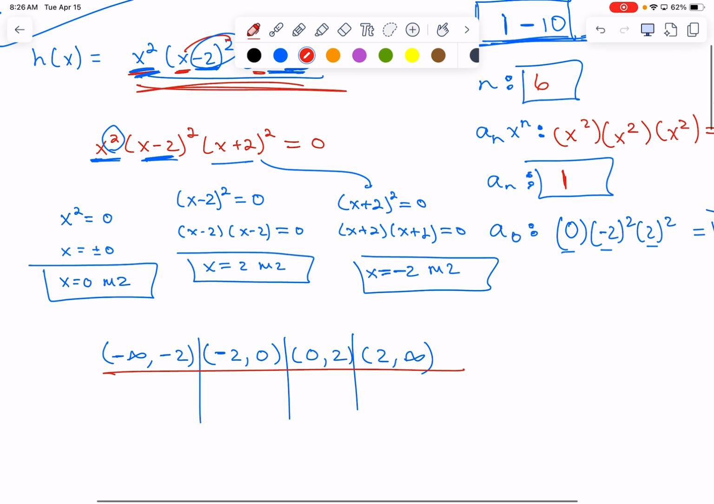All right, what value do you want to test? Which one do you want to test? Pick one. One of the 0 ones. 0, 2. All right, 0 to 2. What number are you going to test? You're going to test x equals 1. All right, if I put a 1 in here, what's it going to be?